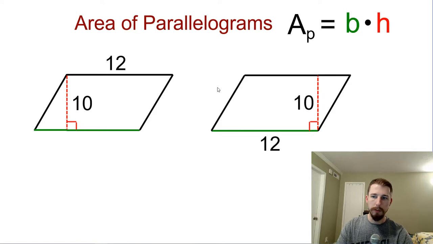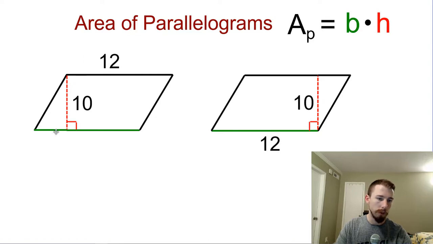For parallelograms, it's just simply the base times the height. And we saw that with the roof problem, but more simply put here, if I have a base, this side, parallelograms, the opposite sides are going to be congruent. So if that's 12, this is 12 down here as well. Okay, and then the height is going to be 10. So base times height would be 12 times 10, which is 120.